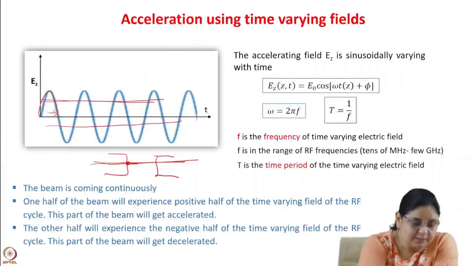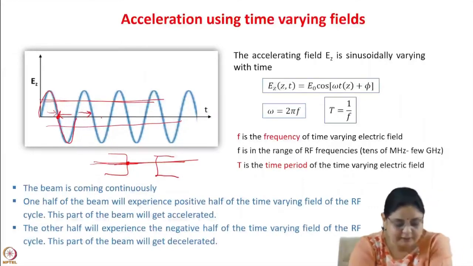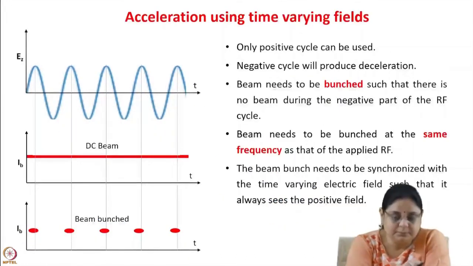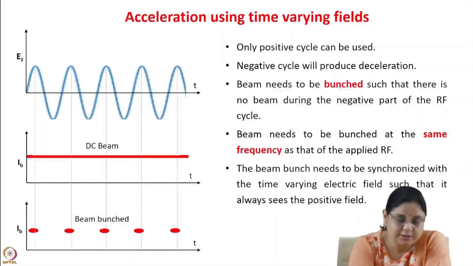After some time, a later part of the beam comes in here at, let's say, this time, and the field has changed in sign. It is now negative. So this part of the beam will be decelerated. Only the positive cycle will accelerate, and the negative cycle will decelerate the beam. Hence we can say that only the positive cycle can be used for acceleration. The negative cycle will produce deceleration.